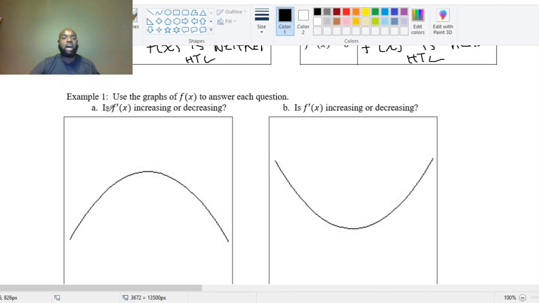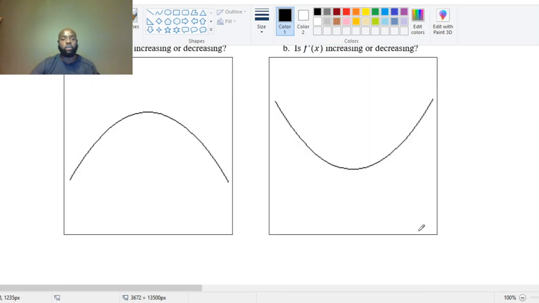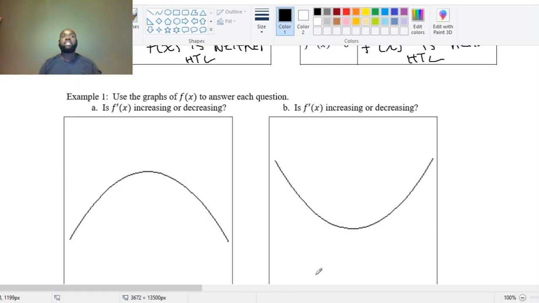And in these cases, I want to see if f prime of x is increasing or decreasing. Now, if you want to see if something is increasing or decreasing, you have to do it over an interval, right? You can't just look at one spot. By the way, this is just regular old f of x graphed here. Regular old f of x graphed here too, all right? But we want to know if f prime is increasing.